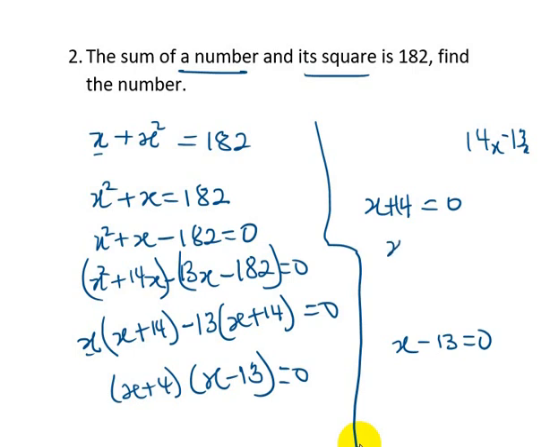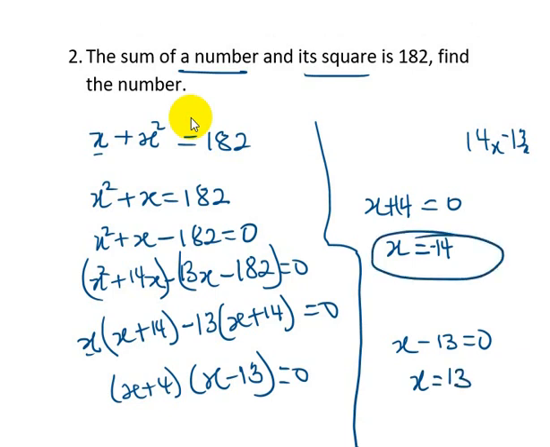So the first one, we are going to get x equals minus 14, because when the plus crosses, it becomes minus 14. And for the second one, when the minus 13 crosses, we get x equal to 13. Now, because this is minus 14, we can't use this one. This is wrong, because they said a number and the square of that number. So minus 14 plus minus 14 squared will not give us that.